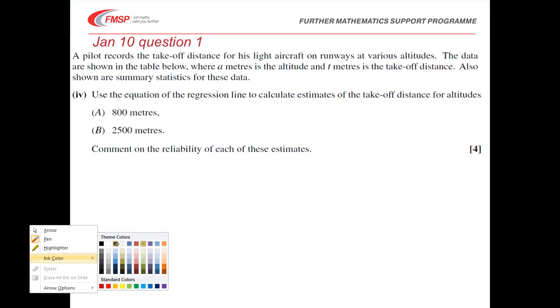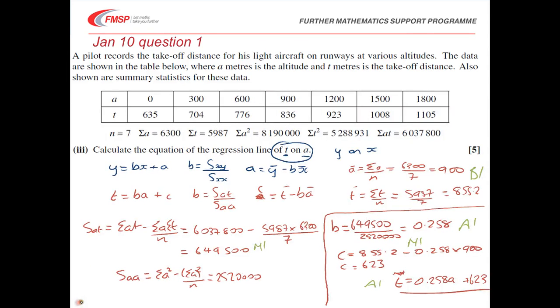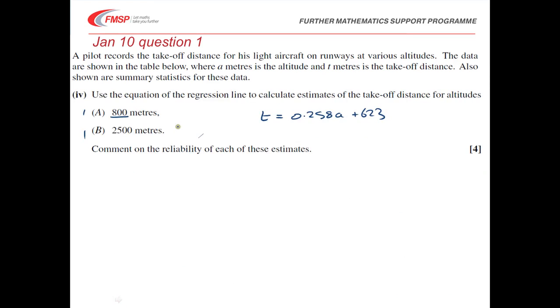Okay, so coming back to the question, it says use your regression line, so I'll just state that again. So regression line is T is equal to 0.258A plus 623. So use your regression line to work each of these out, and comment on the reliability in each case. So let's talk about the reliability first of all. Now let's look at 800. If you go back to your data, 800 is within your data set. Okay, we are looking only at the response variable, but 800 is within your data set, so here we are interpolating. That is reliable.